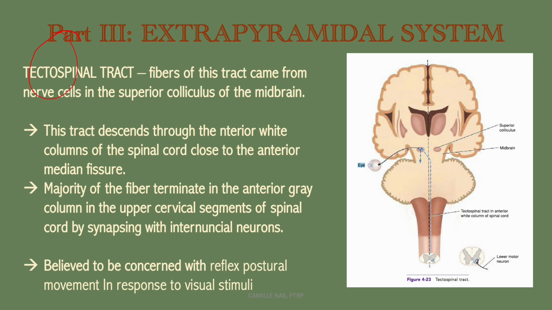Okay? So, this one is came from nerve cells in the superior colliculus of the midbrain. Diba pag superior colliculus of the midbrain, it has something to do with the visual system. Okay. So, the fibers of this tract came from, ayan, sa eye nga. Ayan. Okay. And then, this tract will descend through the anterior white column of the spinal cord close to the anterior median fissure. Majority of the fiber terminate in the anterior gray column and the upper cervical segments of the spinal cord by synapsing with internuncial neurons. Okay. It is believed to be concerned with reflex postural movement in response to visual stimuli.